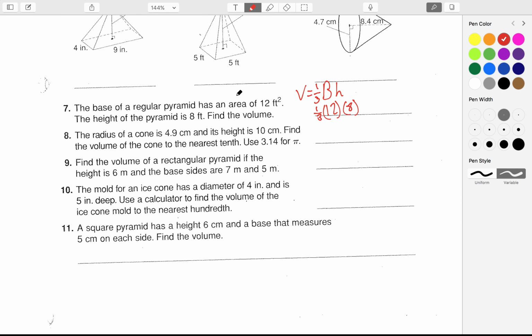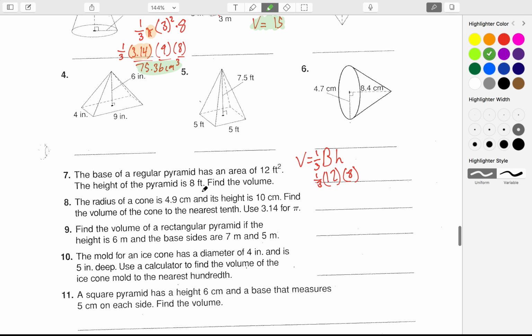So all of these are just telling you what the information is in the same way as the diagram does, but it tells you in words.